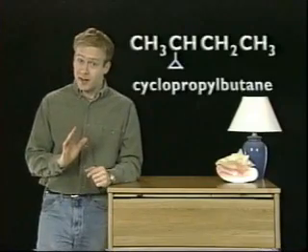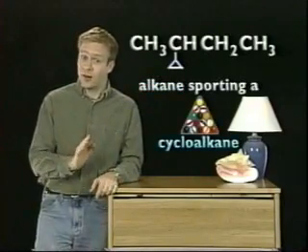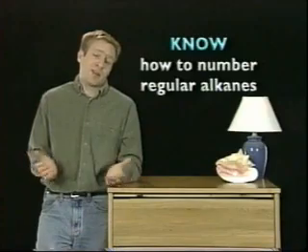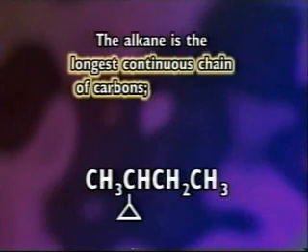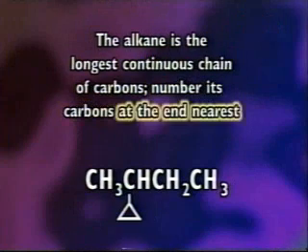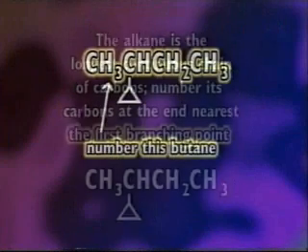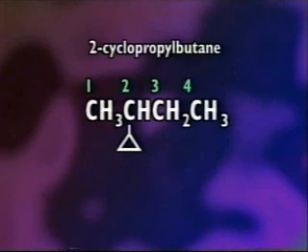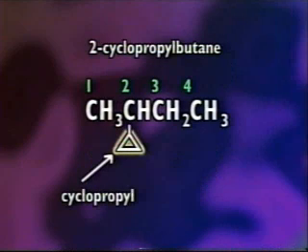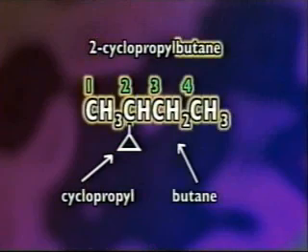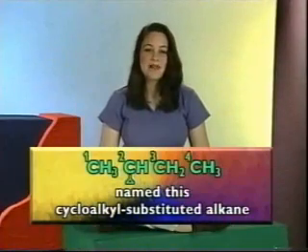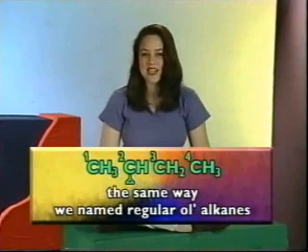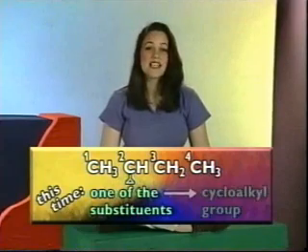But we're forgetting one thing. This molecule is just an alkane sporting a cycloalkane. In step 2, we'll learn how to number the carbons of a cycloalkane. But we already know how to number regular old alkanes. Because the alkane is the longest continuous chain of carbons, we number its carbons at the end nearest the first branching point. So we would number this butane at the end near the cycloalkyl group. This molecule is 2-cyclopropylbutane because it has a cyclopropyl substituent attached to the second carbon of the larger butane component. So basically, we named this cycloalkyl substituted alkane exactly the same way we just named regular old alkanes. Only this time, one of the substituents was a cycloalkyl group.